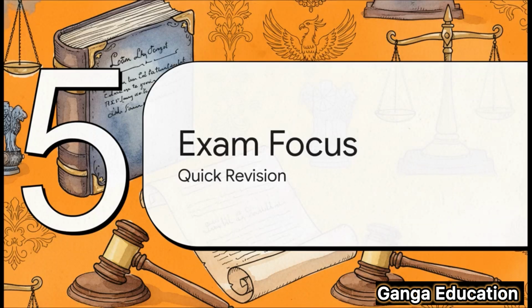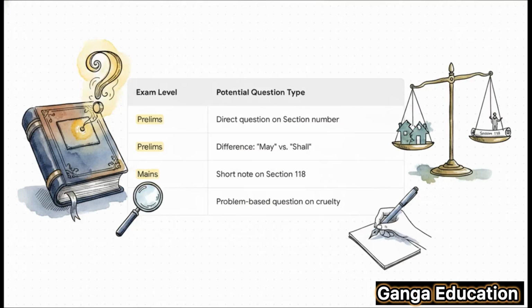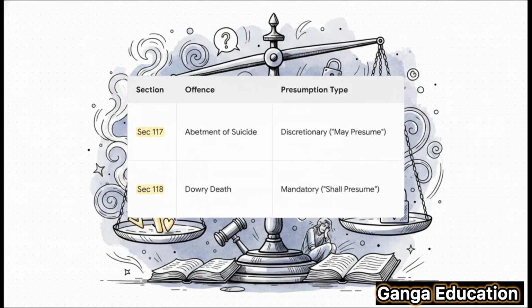Okay, let's wrap this up by focusing on how this information is likely to appear in your judiciary and APO exams. For your prelims, you should expect direct questions. They might ask for the section numbers or quiz you on the difference between may presume and shall presume. For the mains, however, you need to be ready for more complex questions. You could be asked to write a short note on Section 118, or you might face a problem-based question where you have to apply these principles to a fictional case scenario. So for a quick revision, just lock this into your memory.